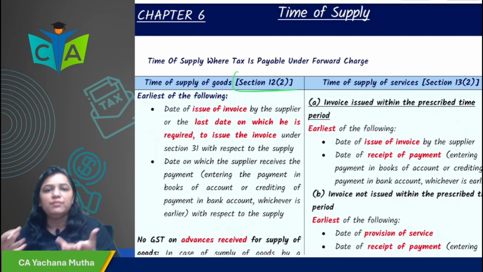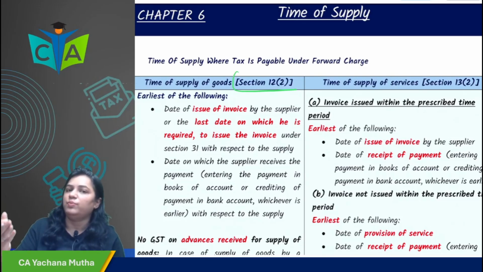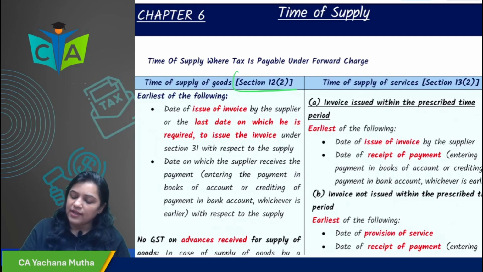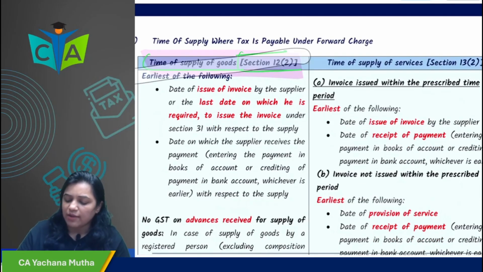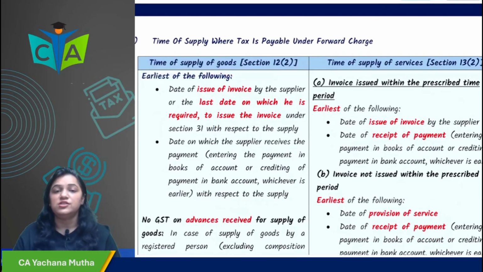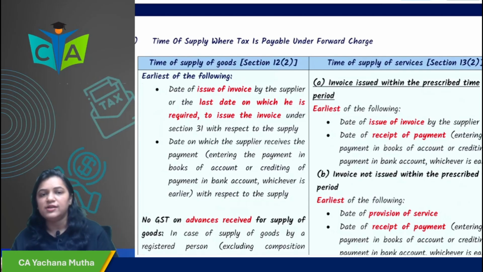First of all, what do you mean by time of supply, ma'am? When the liability to pay tax arises. When the liability to pay tax arises is determined by time of supply. So, in case of section 12, time of supply of goods, what is the time of supply of goods? In case of forward charge or normal charge, it is determined by 12 subsection 2.